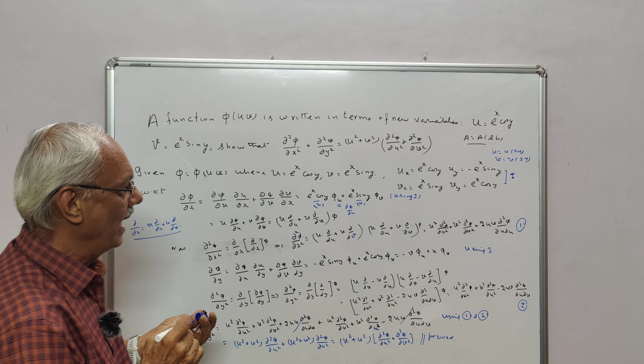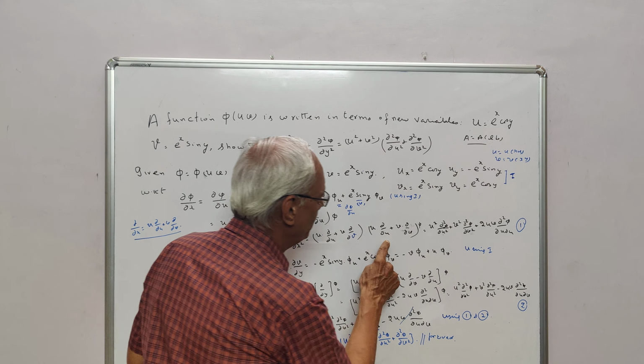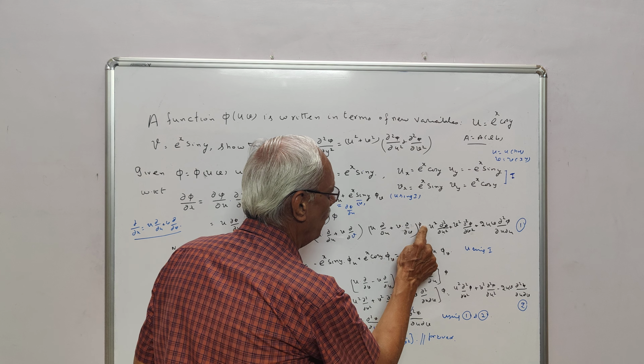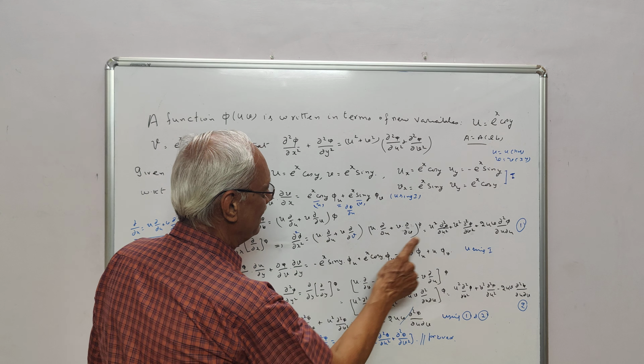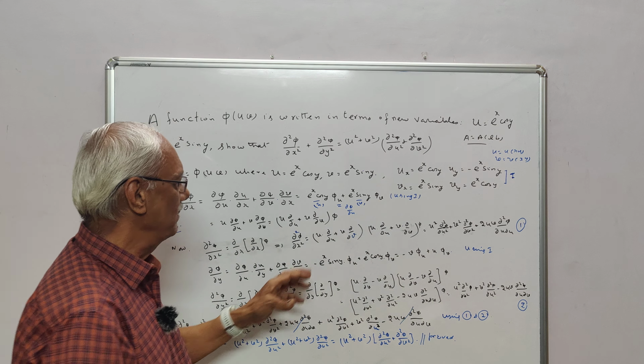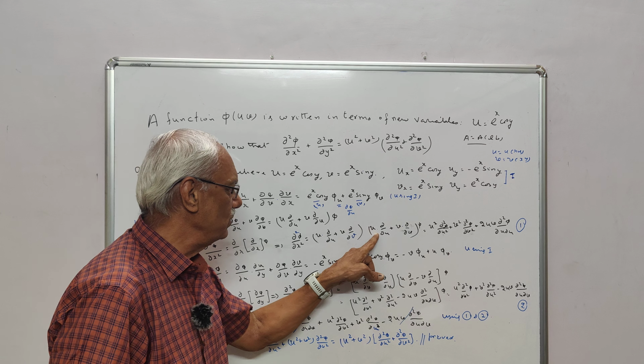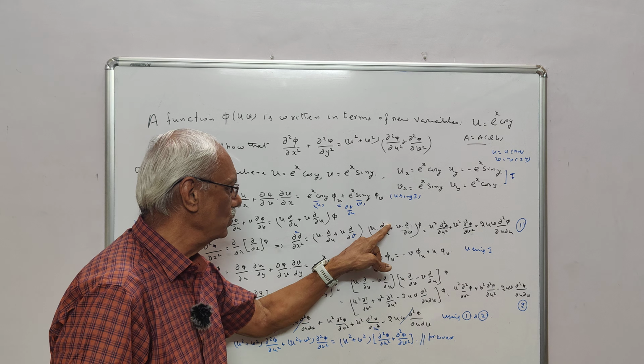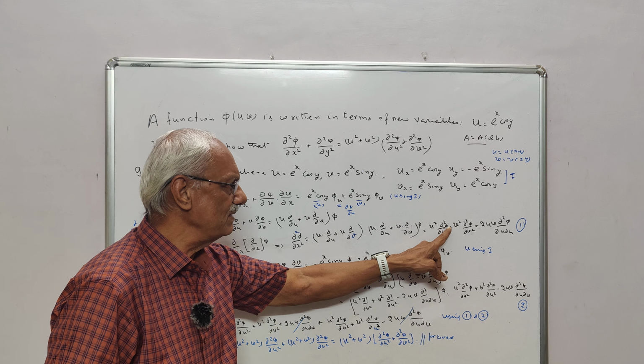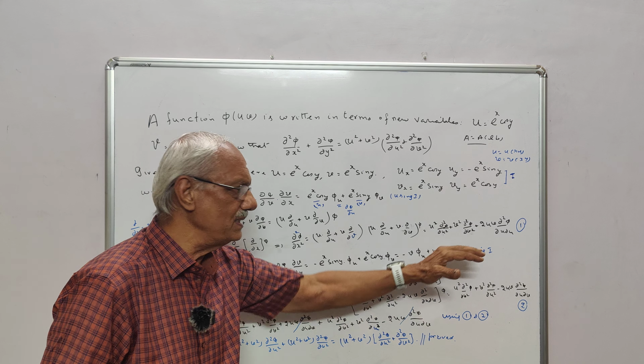u ∂/∂u + v ∂/∂v applied to the function phi. That is nothing but what? Now if you go for the multiplication, you just go for the ordinary multiplication here. u into u is u² into ∂²/∂u². This phi after all is coming through. Don't worry about that.